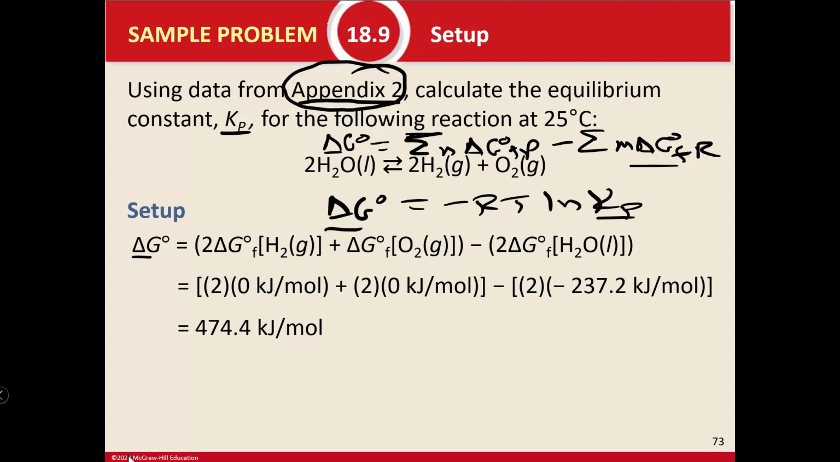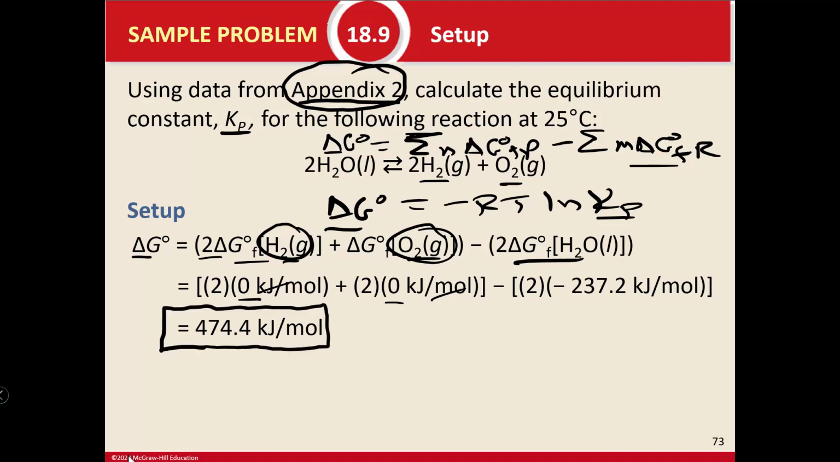So here it is. Delta G naught is 2 times the standard Gibbs free energy of formation for hydrogen, plus the standard Gibbs free energy of formation for oxygen. Those are my products. Here they are, minus my reactant. Plug this all in. These happen to be 0 because hydrogen and oxygen are in their standard states. And just like enthalpy, the standard Gibbs free energy of formation is 0. So when I calculate this out, that gives me the standard Gibbs free energy for this reaction.